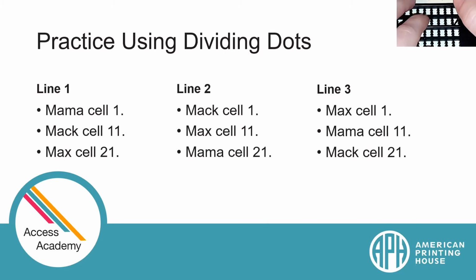So if you're in line 2, your first cell, we're just going to move the names around. Now I want you to write the word Mac. And Leslie, you don't have to keep up with me. And then cell 11 would be Max. And cell 21 would be Mama. Line 3, do not keep up with me, Leslie. Yeah, now I'm behind. That's okay. Max is in cell 1. Mama is in cell 11 and Mac is in cell 21. This is a way to actually practice and feel what those dividing dots do for you.